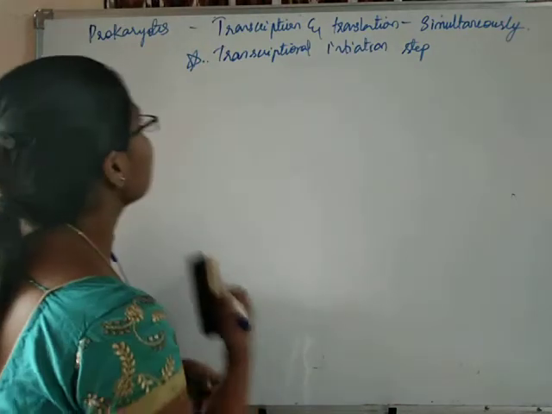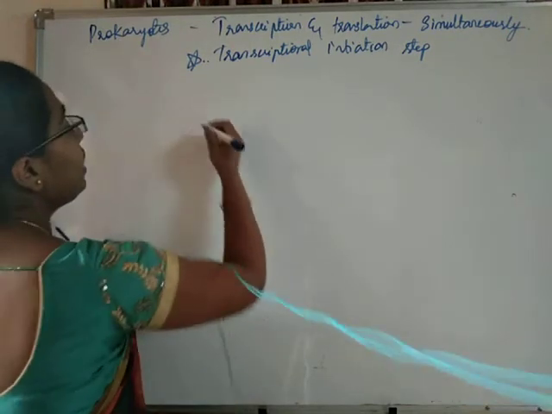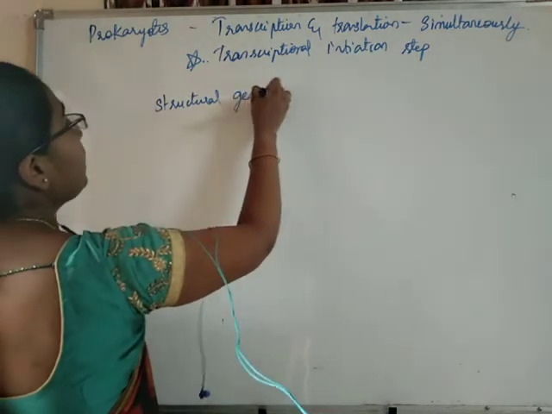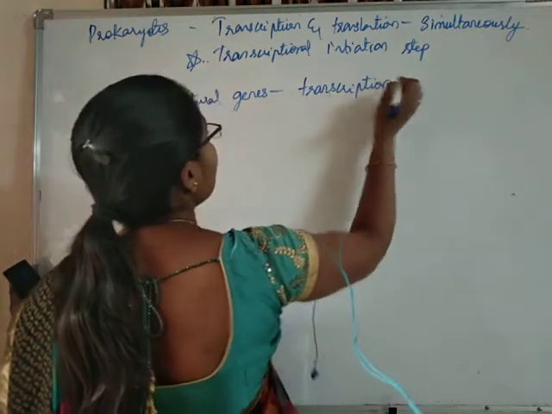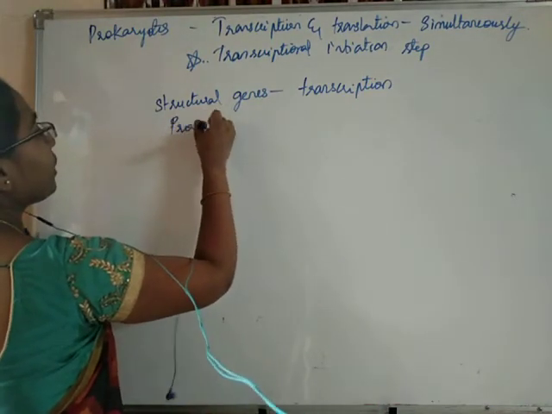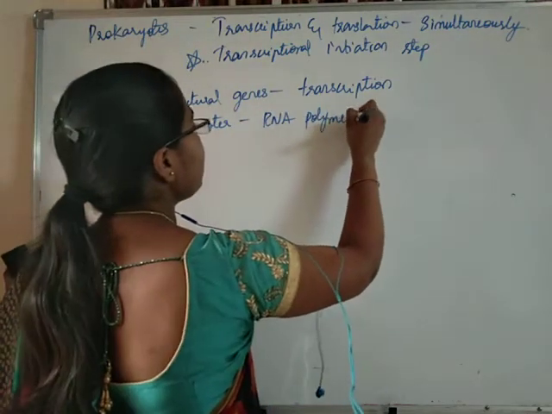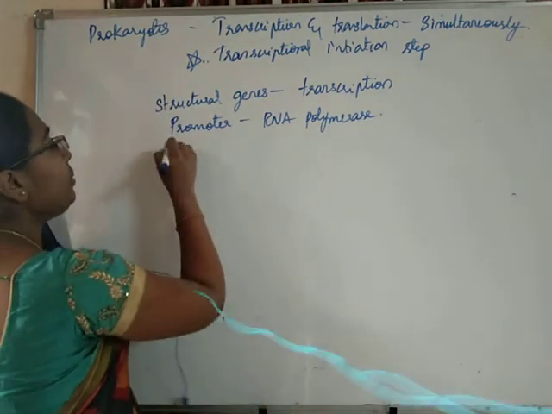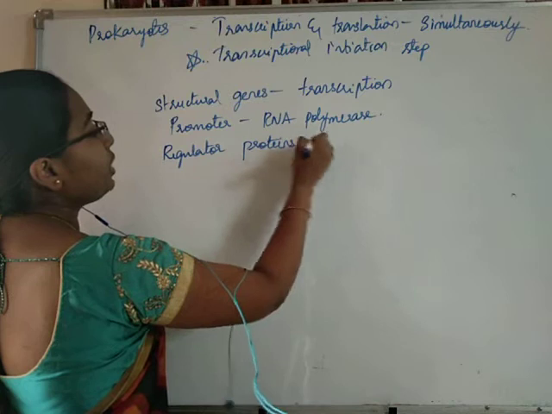You see students, generally in prokaryotes, any fragment of DNA which is undergoing transcription will consist of structural genes. These are the genes which undergo transcription. It also consists of a promoter. The promoter is the region to which RNA polymerase will bind. And there will also be some regulator proteins.